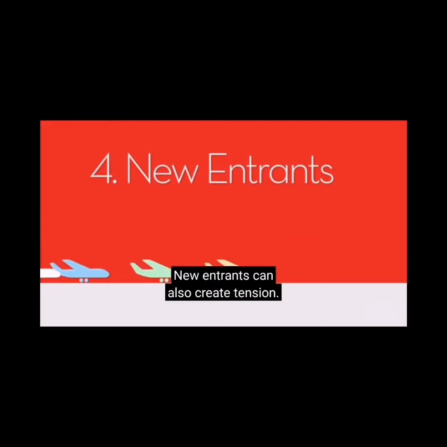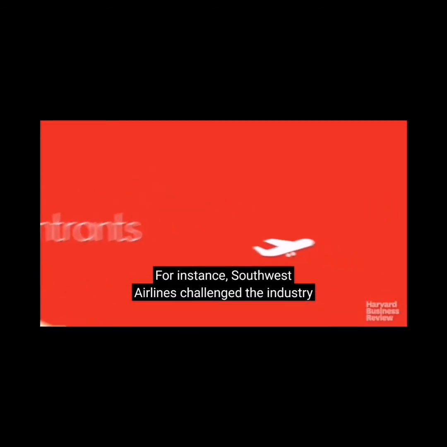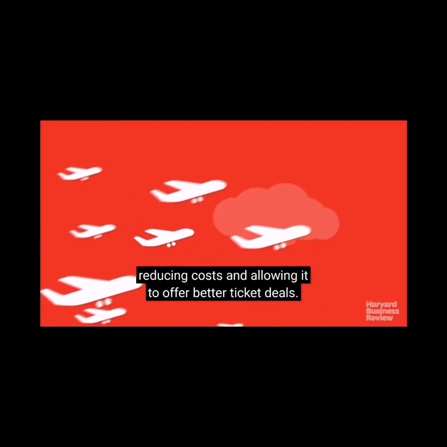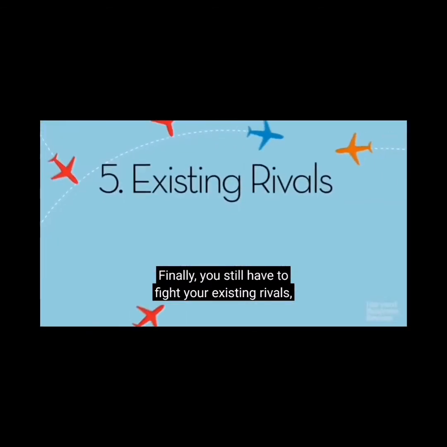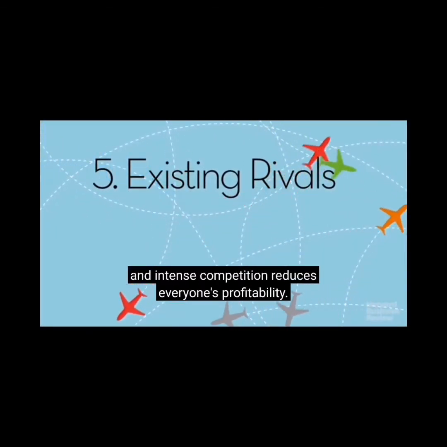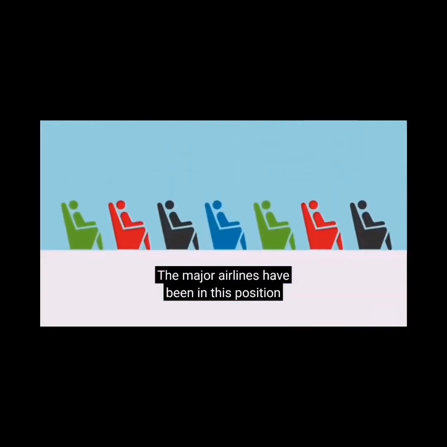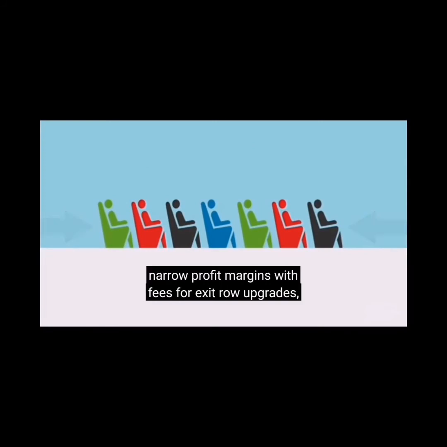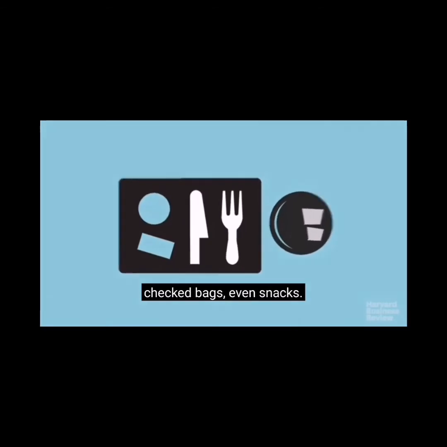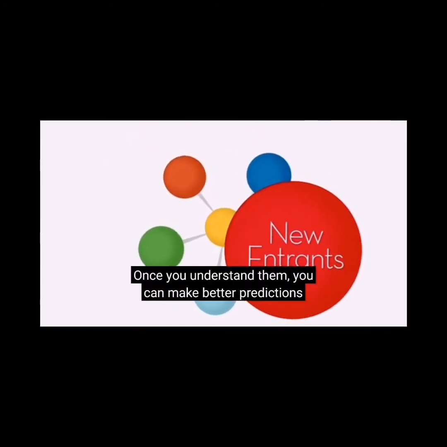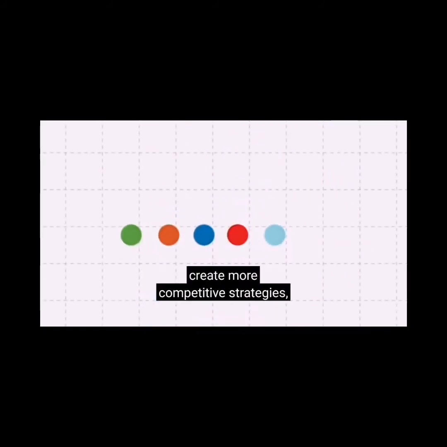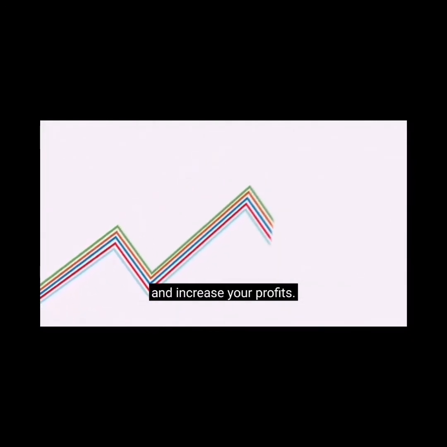New entrants can also create tension. For instance, Southwest Airlines challenged the industry by flying just one kind of airplane, reducing costs and allowing it to offer better ticket deals. This pushed other carriers to spend more to retain their customers. Finally, you still have to fight your existing rivals, and intense competition reduces everyone's profitability. The major airlines have been in this position for years, forcing them to defend increasingly narrow profit margins, with fees for exit row upgrades, checked bags, even snacks. These five forces define every industry structure and shape your company's future. Once you understand them, you can make better predictions, create more competitive strategies, and increase your profits.